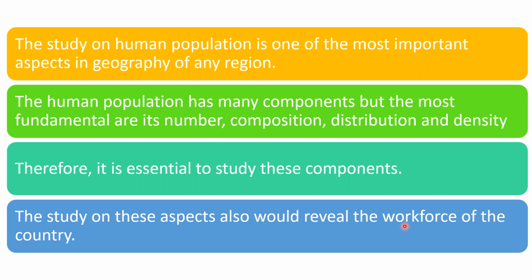Geographers who study human populations are particularly interested in patterns that emerge over time. They study such information as how many people live in an area, why people live where they live, and how populations change. The study of these aspects would also reveal the workforce of the country.